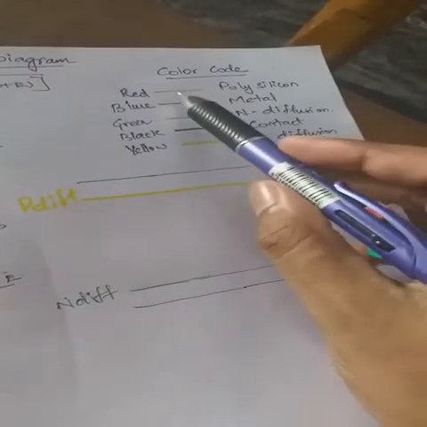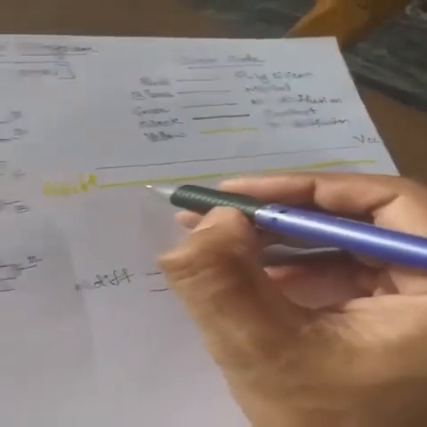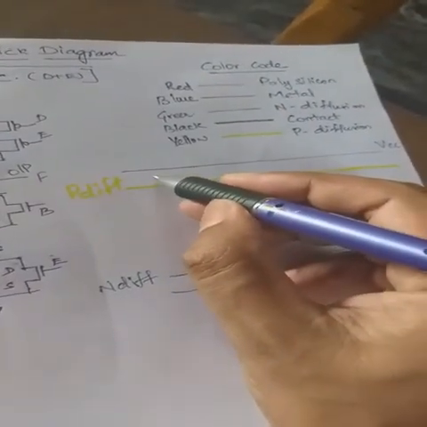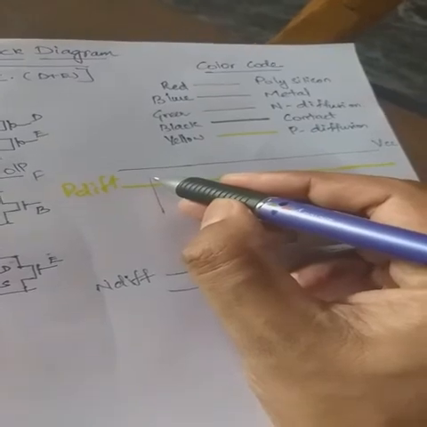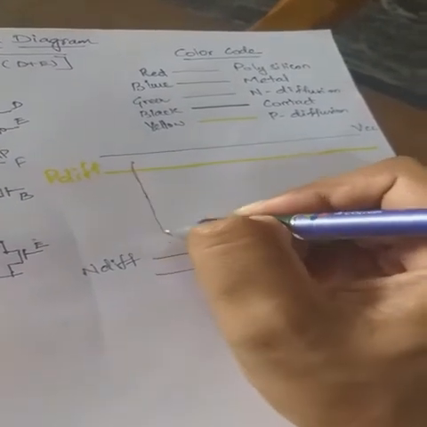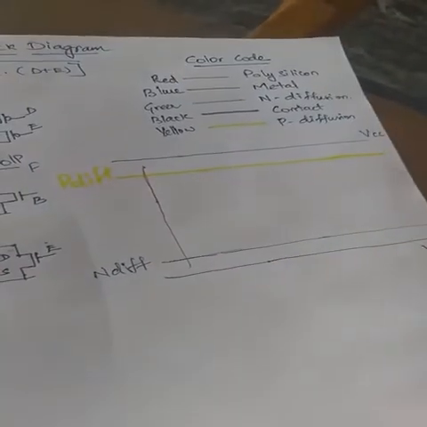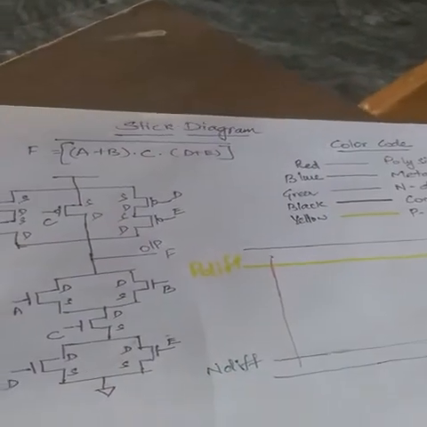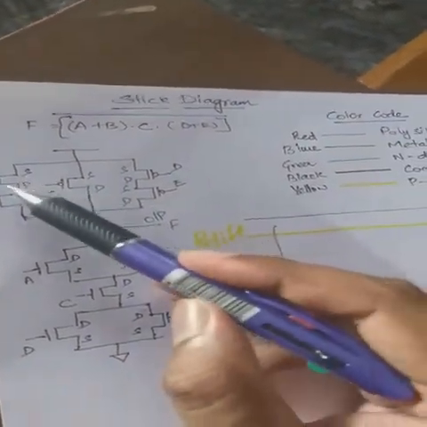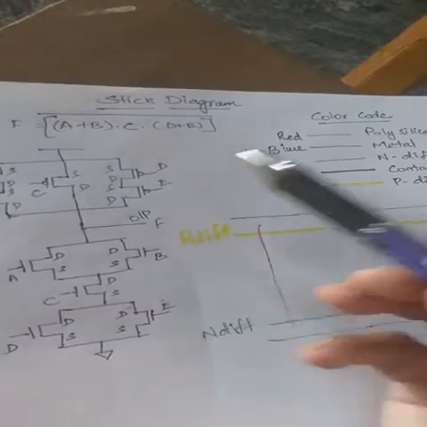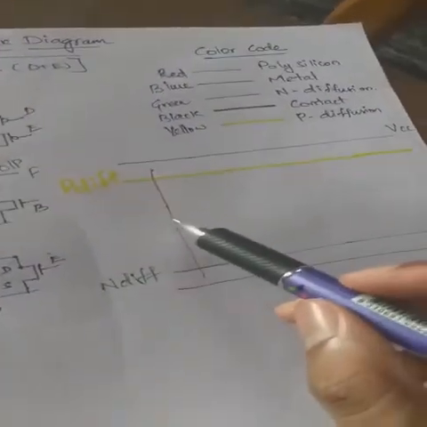So we have to use a red color line. We can draw the polysilicon lines in any order. For example, in this expression I am taking the order A, B, C, D and E. So the polysilicon lines will be in the order A, B, C, D, E.